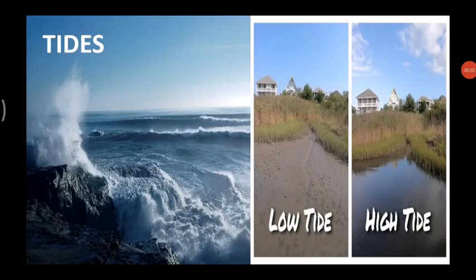So, today we will begin with a chapter in geography. The name of the chapter is Tides.